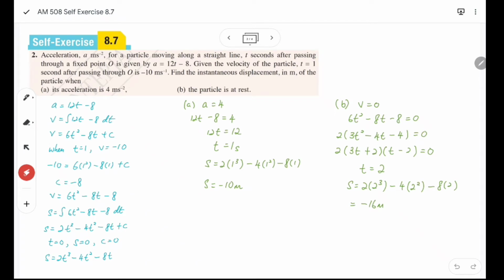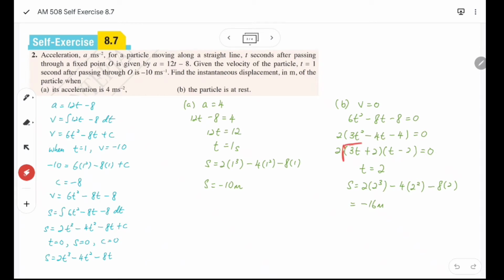B, when the particle is at rest. So when the particle is at rest, basically the velocity is 0. So when v equals 0, we can use the function of v, 6t squared minus 8t minus 8 equals 0. And we can factorize out 2 from the 6t squared minus 8t minus 8 equals 0. So we get 2 times 3t squared minus 4t minus 4 equals 0. Then we can still factorize this quadratic expression. So we get 2 times (3t plus 2)(t minus 2) equals 0.